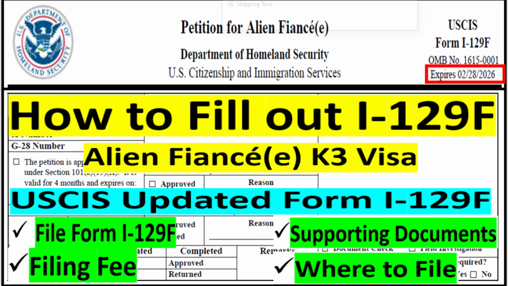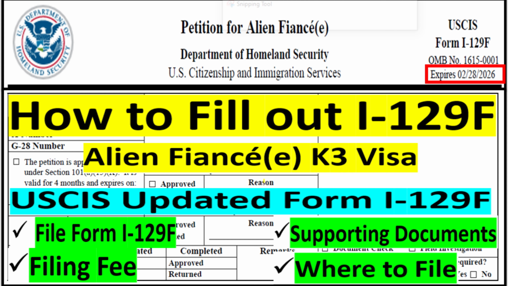In today's video, we are going to talk about how to file Form I-129F, which is a petition for alien fiancé. This video is going to be for K3 visa. I already have a video for K1. This video is going to be mainly for K3 visa.